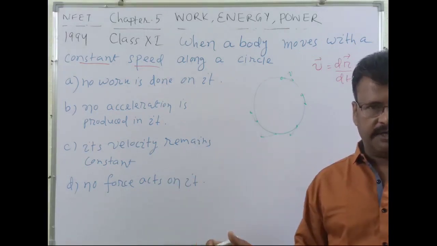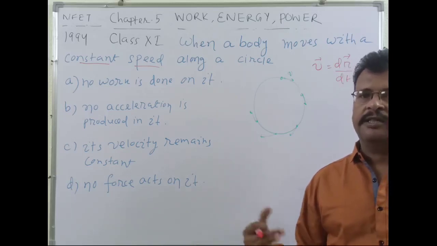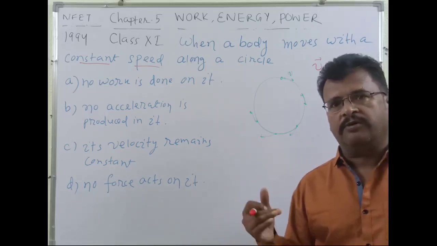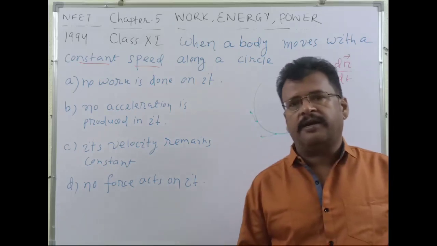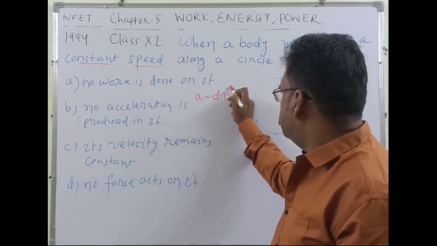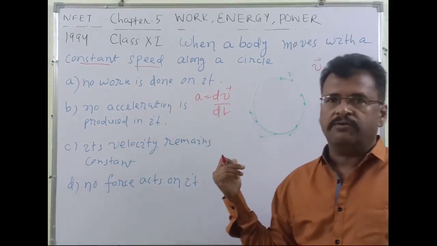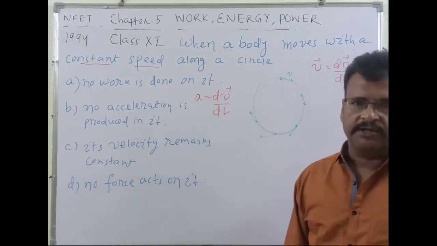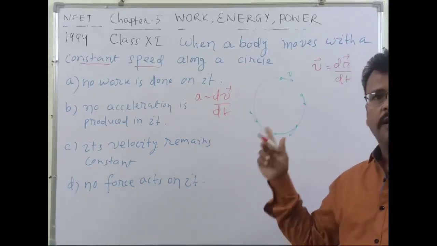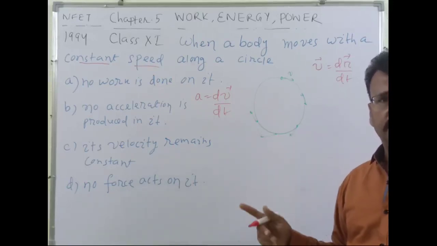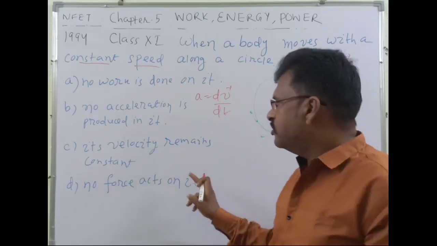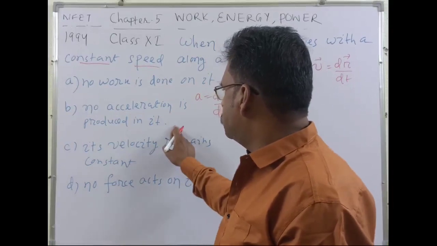Speed of a body may be constant, students, but if it changes its direction, then the velocity is varying. Whenever the magnitude or speed is constant but the velocity changes, there must be an acceleration, because acceleration a is equal to dv by dt. So as this body is moving along the circle, although its speed is constant, its velocity is changing at every instant, so there is an acceleration. So option B, that no acceleration is produced in it, is wrong.